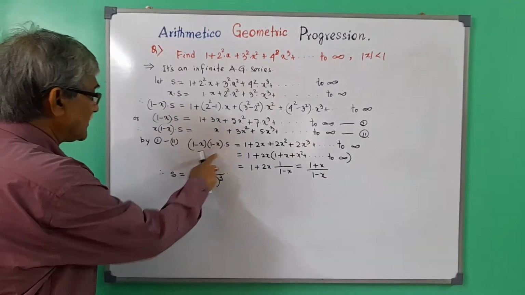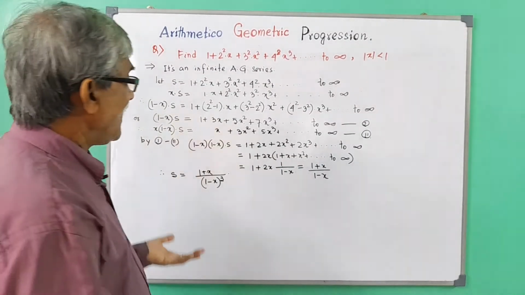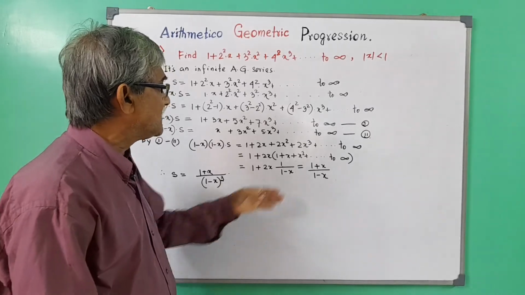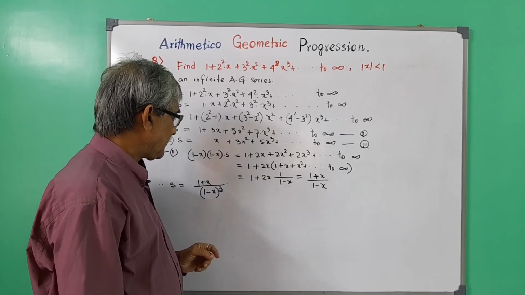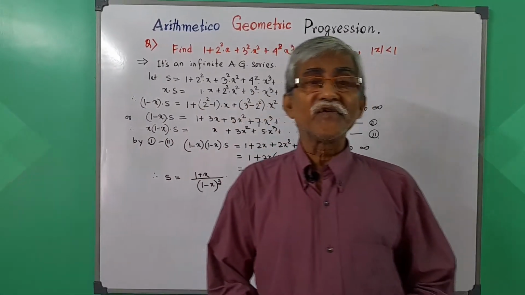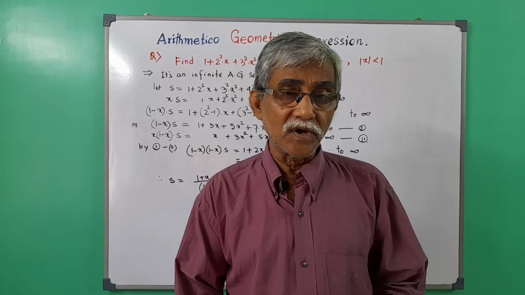By simplifying, that equals 1 plus x by 1 minus x. Therefore, S is equal to, you have to divide the right hand side by 1 minus x into 1 minus x, which means 1 minus x square. So it becomes 1 plus x by 1 minus x whole cube. So this is the end of this session of our video class.